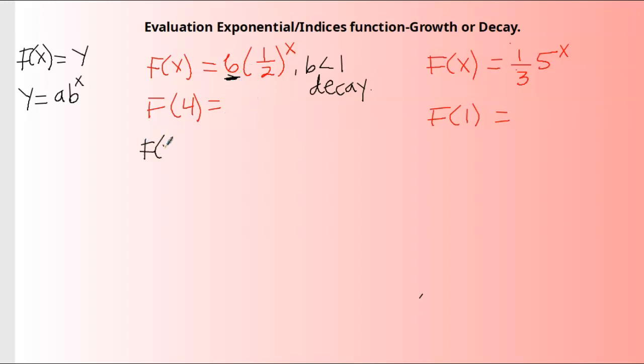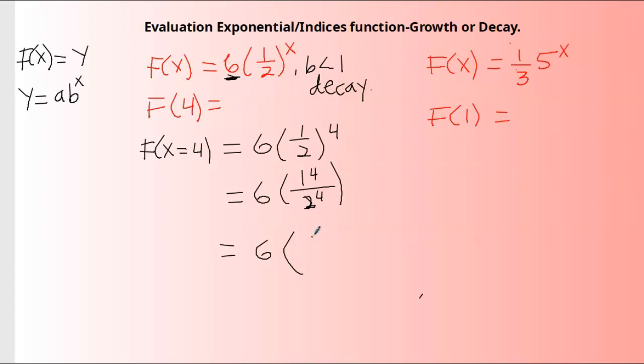f of 4 means wherever we see x, we replace it with 4. So here we have 6 times a half to the power 4, which means 6 times 1 to the 4 over 2 to the 4. 1 raised to the power 4 is 1, and 2 times 2 times 2 times 2 is 16: 2 times 2 is 4, times 2 is 8, times 2 is 16. Every number is over 1, so 6 times 1 is 6, and 1 times 16 is 16. We want to simplify it, so we divide both by 2: 6 divided by 2 is 3, and 16 divided by 2 is 8. So that's the simplified form.